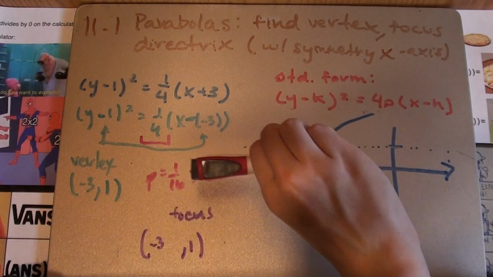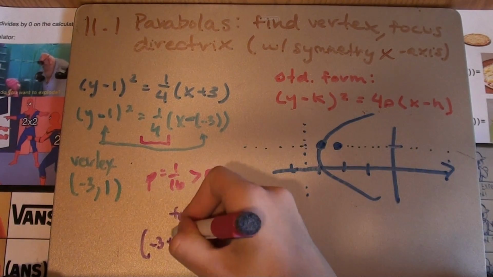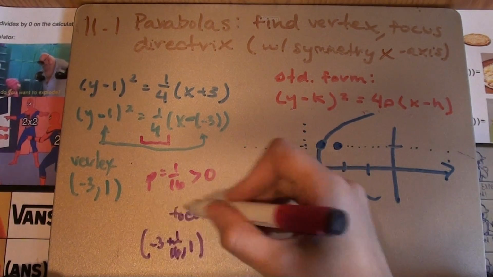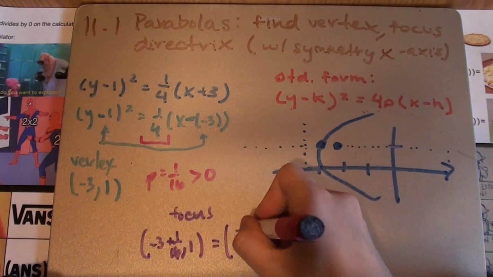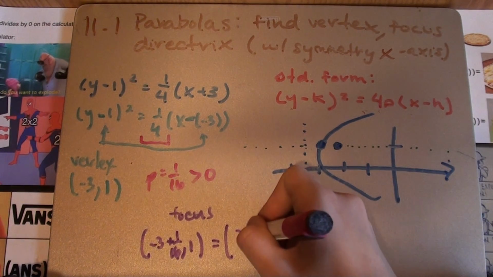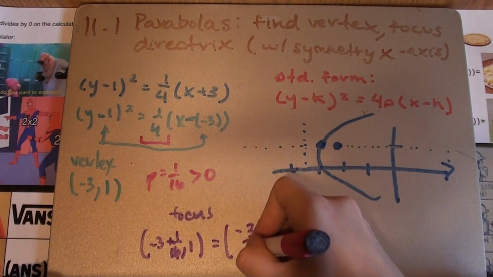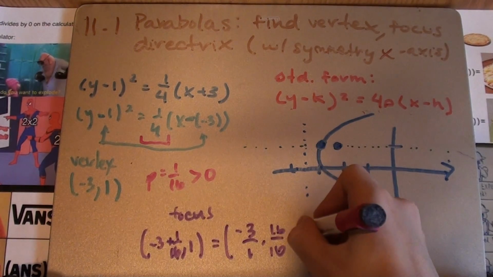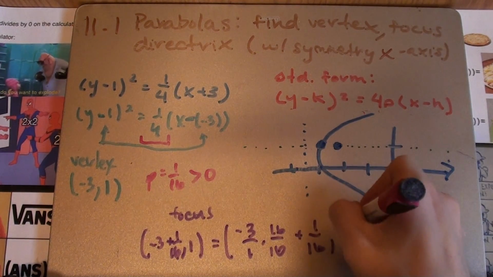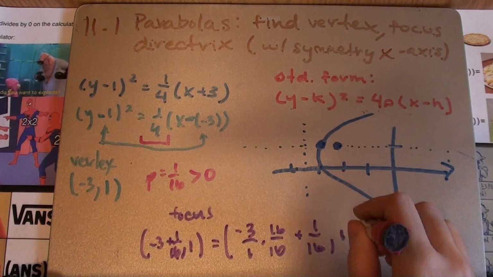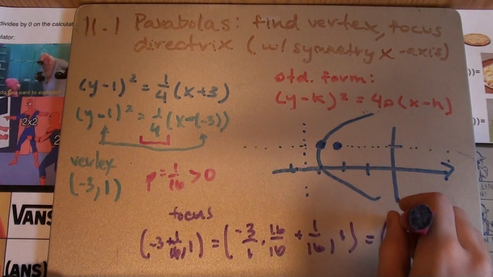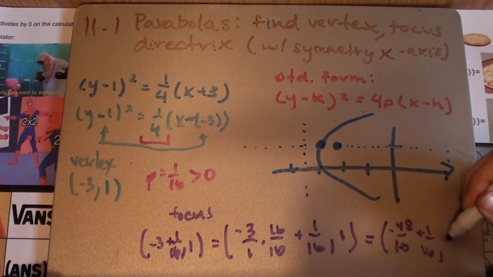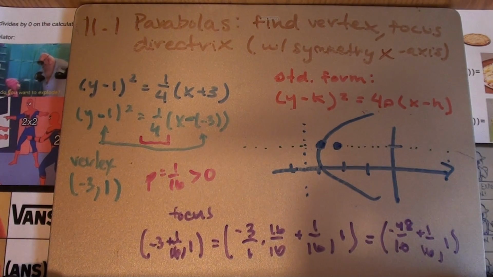And we're moving towards the positive side, so we're going to be adding our 1/16 distance to the x value of our vertex. So that's going to be the same thing. We're going to have -3 over 1 times 16 over 16, right? Because we have to get our common denominator, plus we're adding our 16, and our 1 stays the same. Nothing changes there. So that's going to get us -48 over 16 plus 1 over 16, which gets us a grand total for our focus.